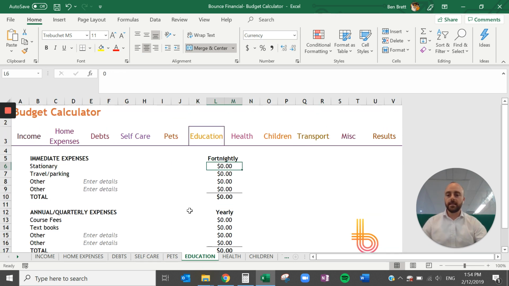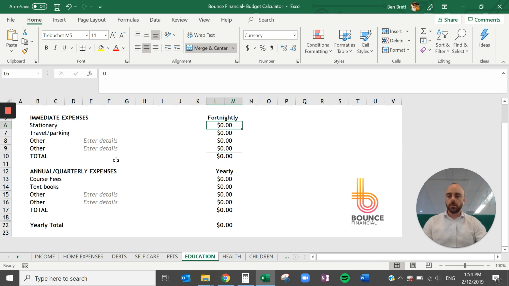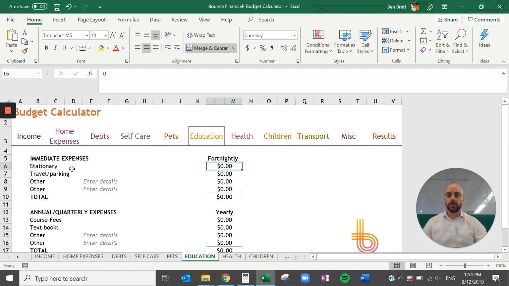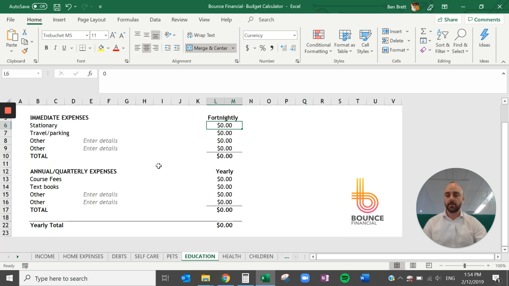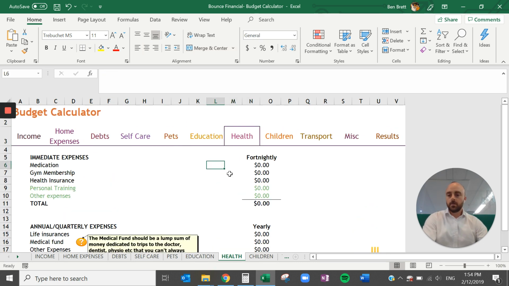Education. Again, this is not children's education. This is adult education that you're doing. We do have a tab here for children. So if you're studying, if you're doing anything for work, if you've got textbooks, this is a good place to put those in. Let's assume that our person doesn't have any education costs and move on from there, but you can plug those details in. Cool. Health.